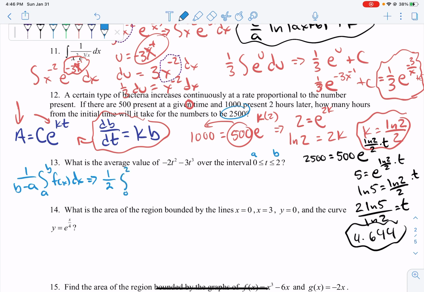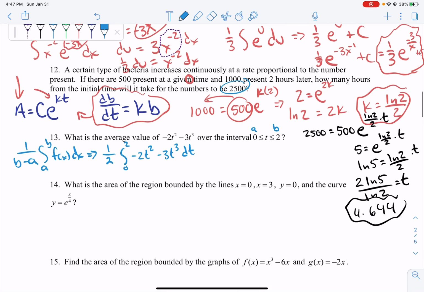And my function is negative 2t squared minus 3t cubed. I know it says f of x dx, but we're using t, so it's going to be a dt. You've got two options: plug it in your calculator if it's a calculator question, or do it by hand. We're going to do this one by hand, and we'll probably start using the calculator on the next one because we're getting into volume and area.